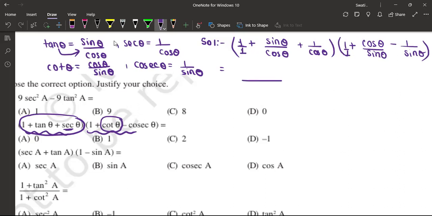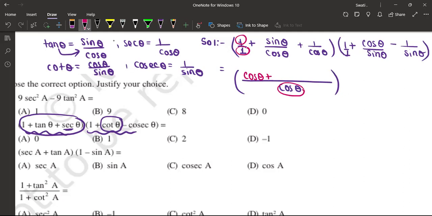If you take LCM here, will it become cos theta in the bottom? Yes. 1, see, look at this. This is 1, right? So 1 into what is cos theta? 1 into cos theta is cos theta. So that cos theta will get multiplied with this one. So will it not become cos theta here? Do you understand this part?